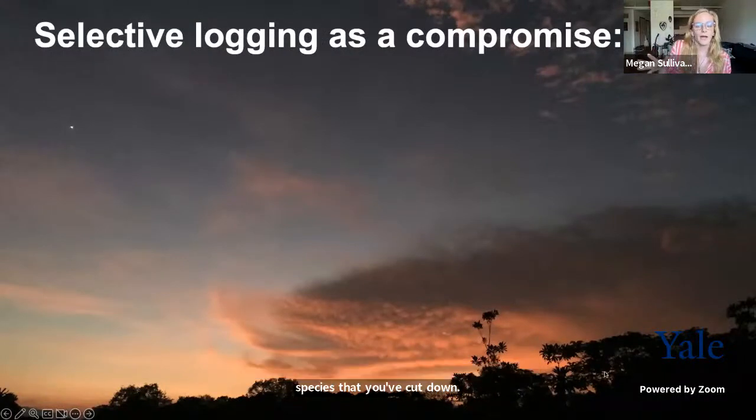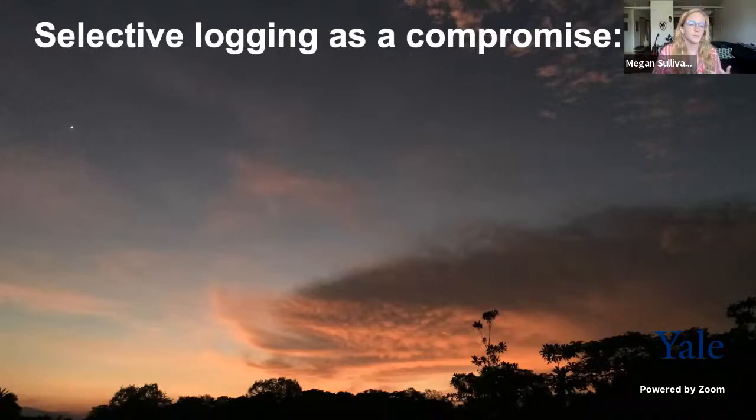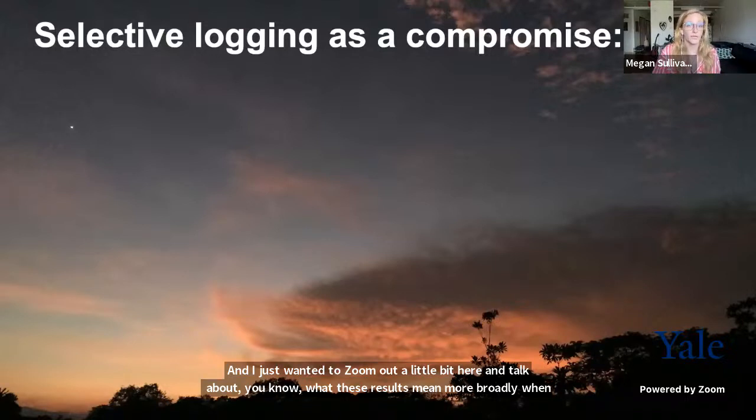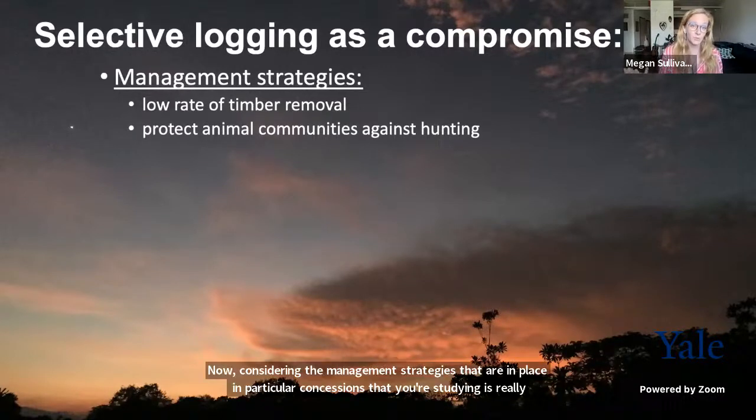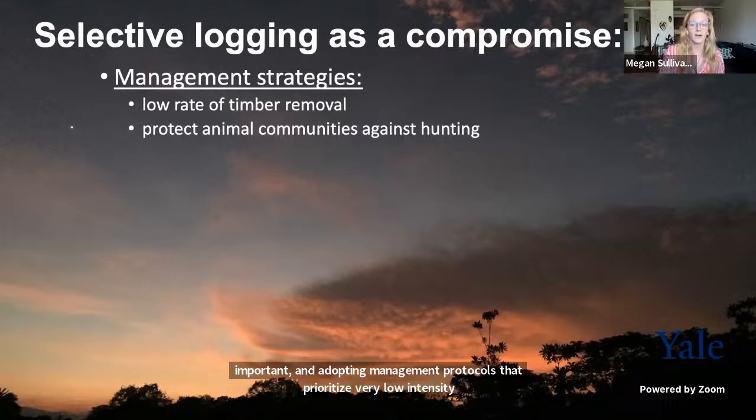And I just wanted to zoom out a little bit here and talk about what these results mean more broadly when you're thinking about selective logging as a compromise, and if these results are applicable in different contexts or in different regions. Now, considering the management strategies that are in place in particular concessions that you're studying is really important, and adopting management protocols that prioritize very low intensity logging and also protecting the animal communities in these forests against hunting are really key strategies that can help minimize the negative impacts to the forest ecosystem.